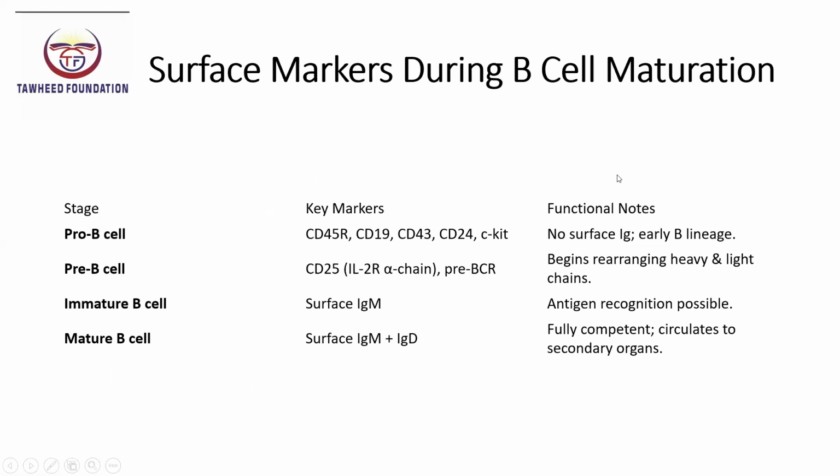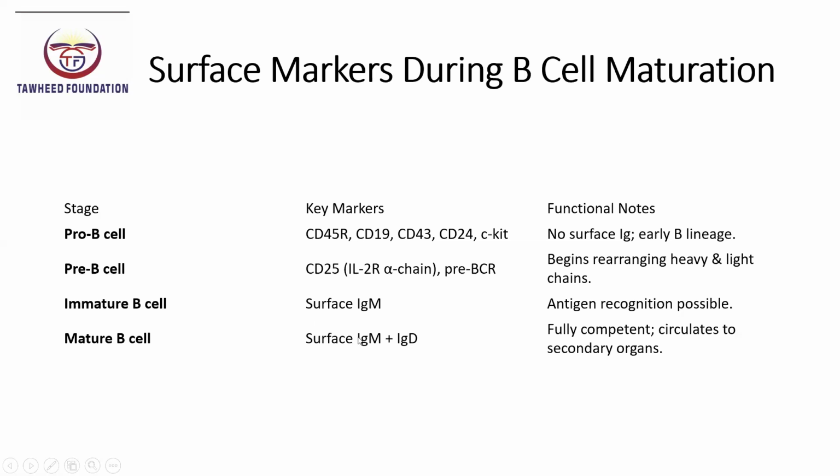Surface markers during B cell maturation. The development of B cells can be traced through the appearance of specific surface markers. Pro-B cells express CD45R, CD19, CD43, CD24, and c-KIT, but lack surface immunoglobulins. Pre-B cells express CD25 and the pre-BCR receptor, indicating rearrangement of immunoglobulin genes.